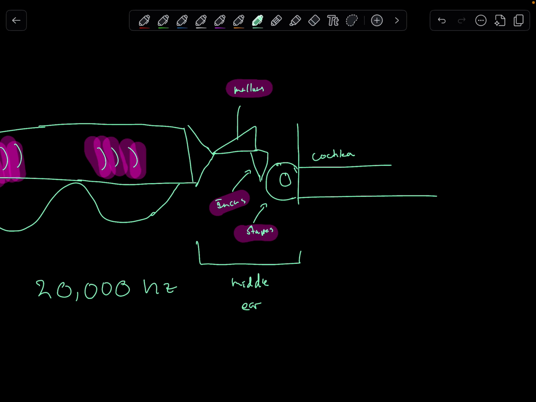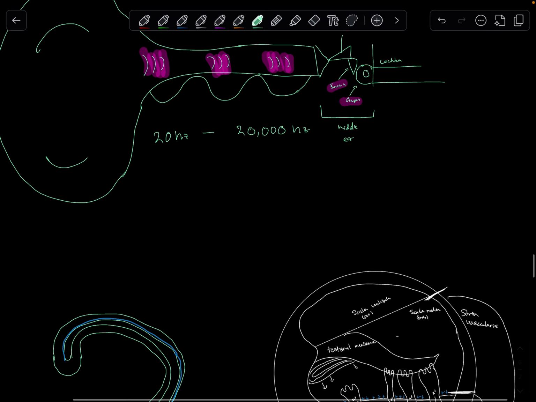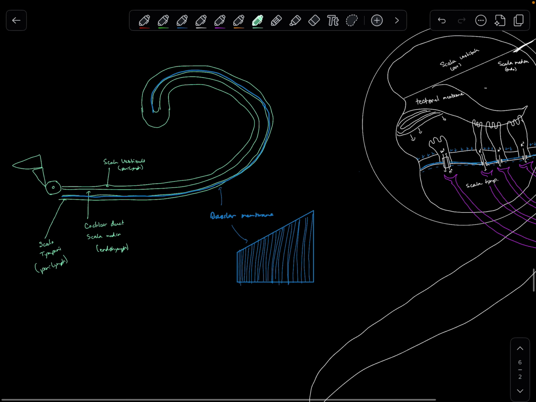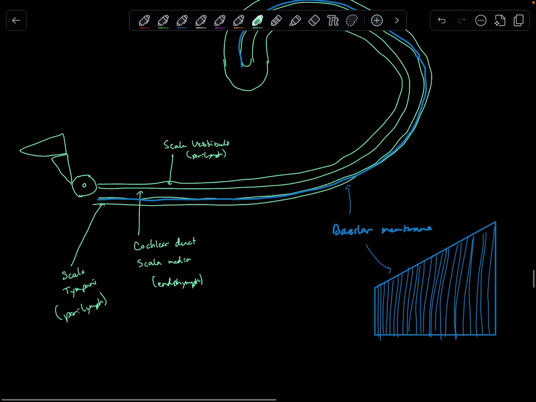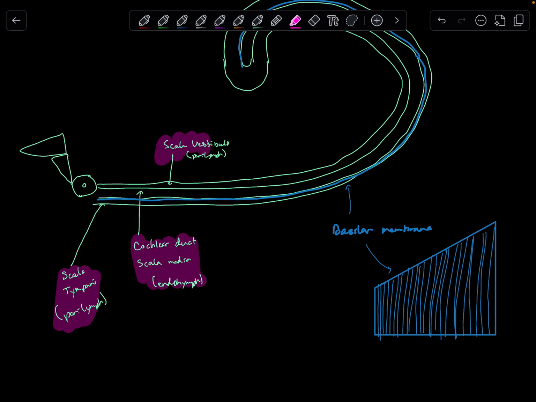Those are going to amplify the sound, which is again going to come in contact with the cochlea. The cochlea has three different parts: the scala tympani, the cochlear duct, or the scala media, and the scala vestibuli. Okay.